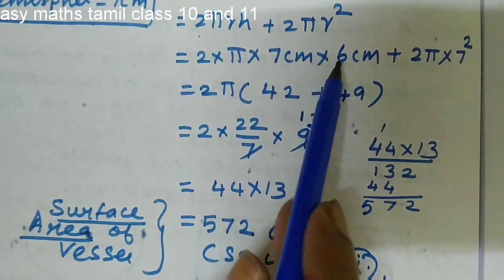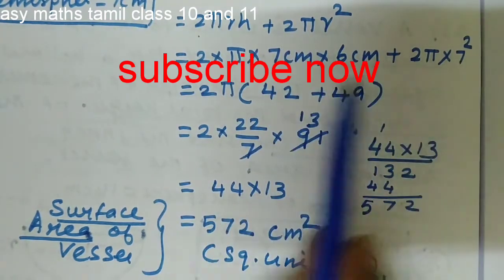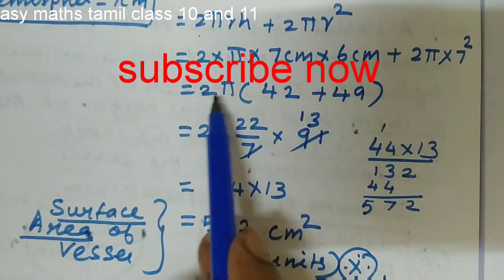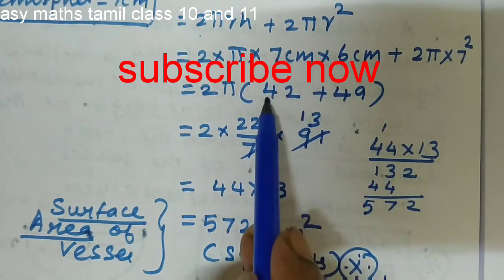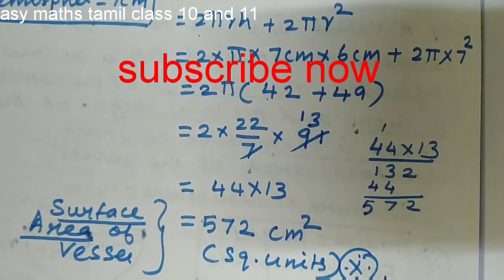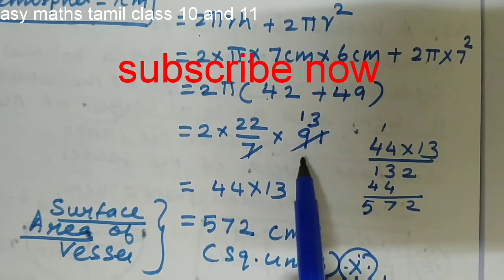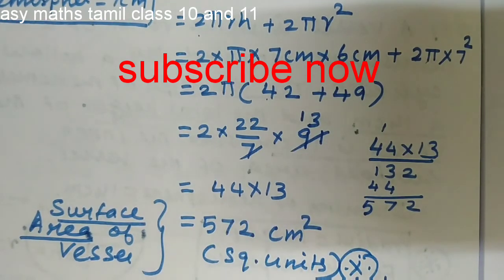R value is 7, height is 6 centimeter, 2 pi, r square is 7 square. Taking 2 pi common outside, 42 plus 49, 7 sixes are 42, 7 sevens are 49.